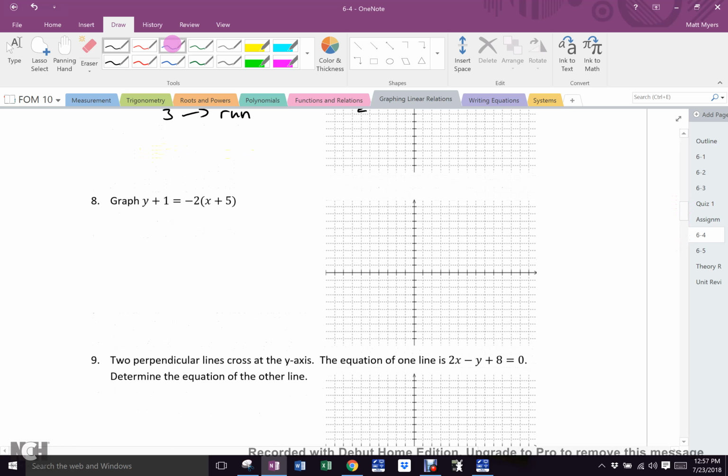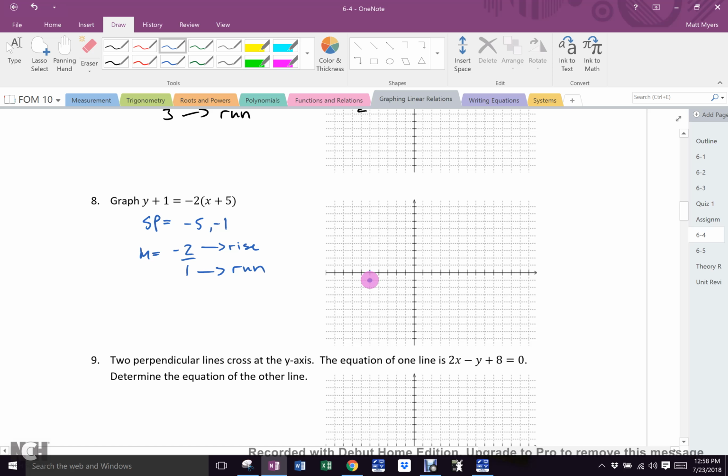What is my starting point? Negative 5, negative 1. 1, 2, 3, 4, 5. Down 1. What is my slope? Negative 2/1. That's my rise. That's my run. And I should do that twice, once in each direction.